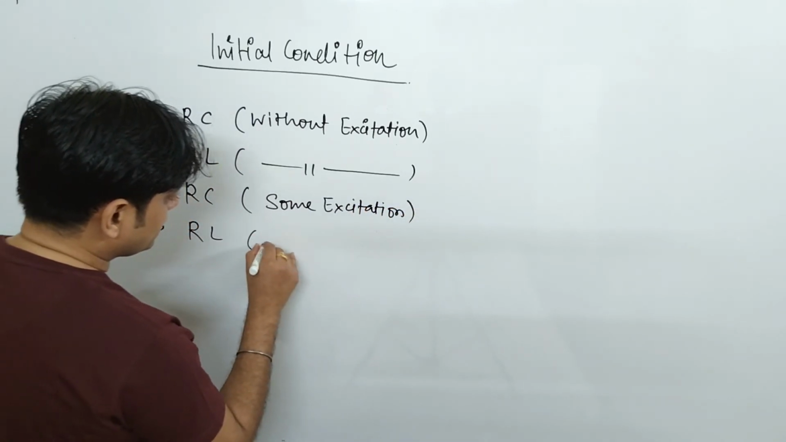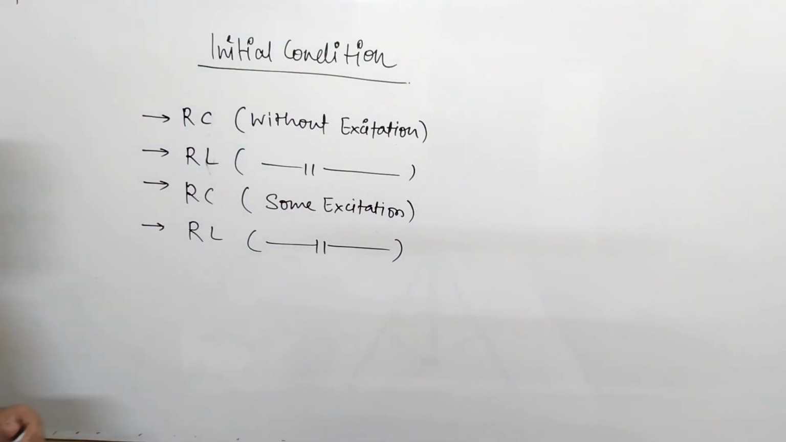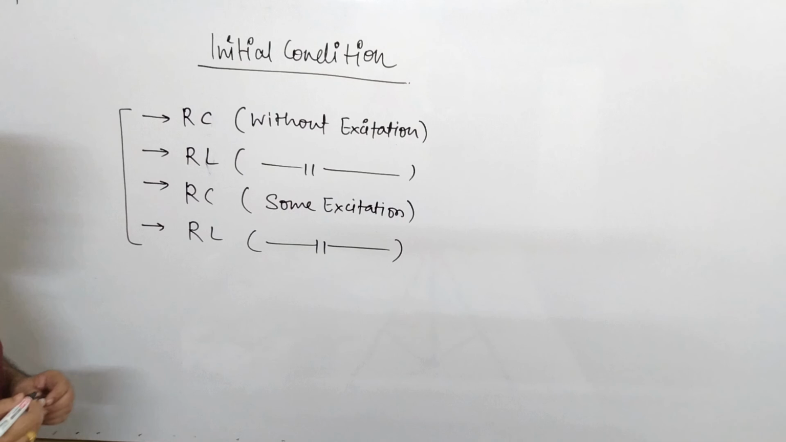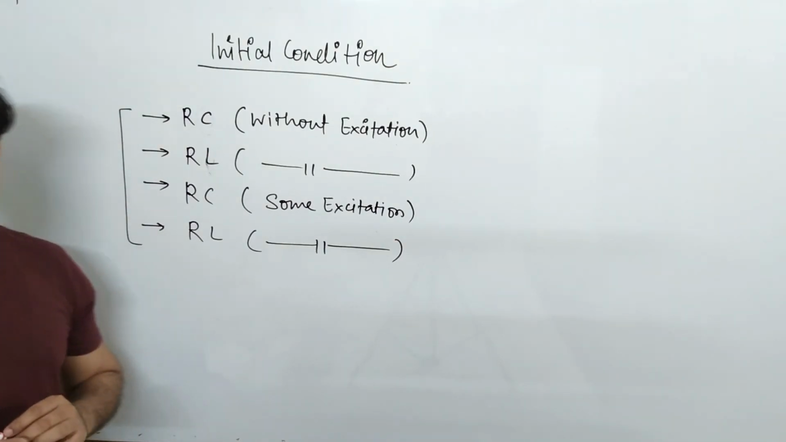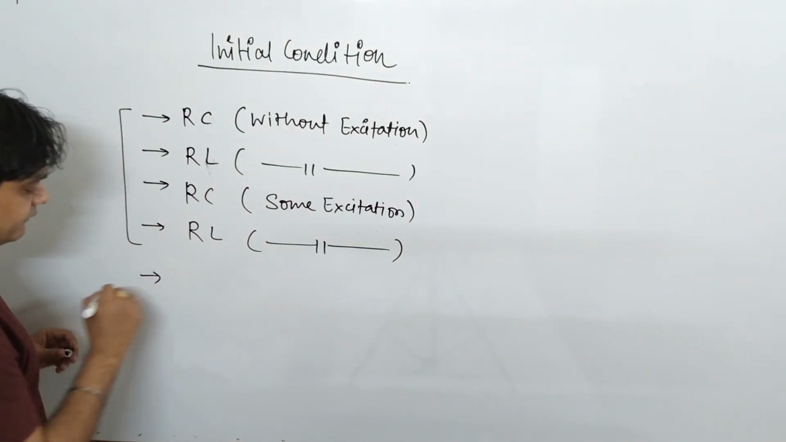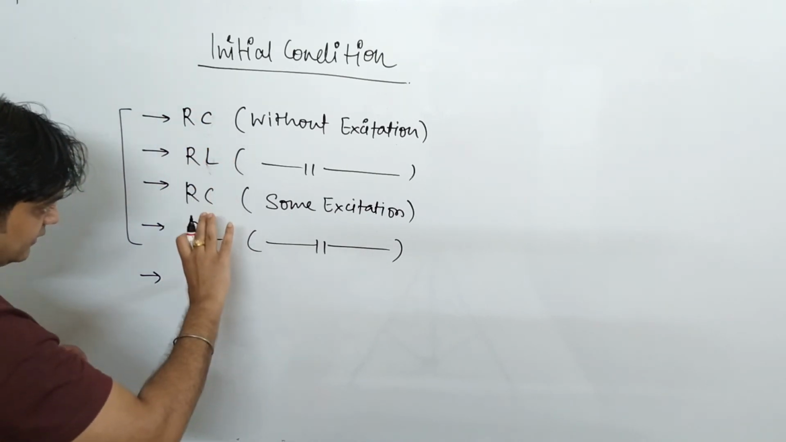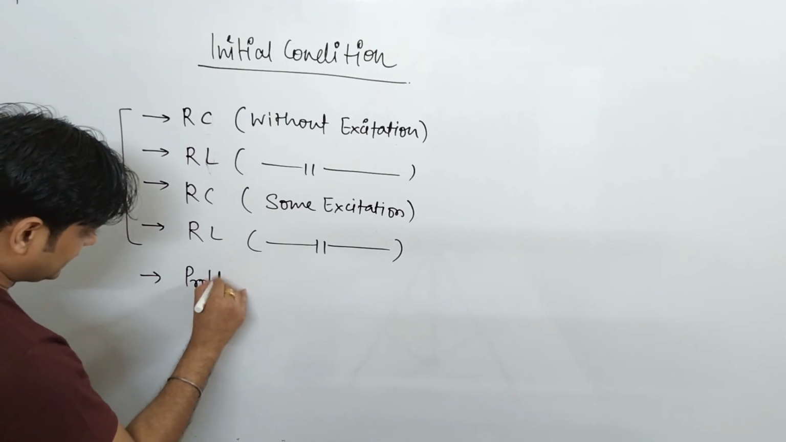We will see the behavior of the RC and RL circuit under that condition. So these are the four subclasses we will see under initial condition, very important, and based on the analysis of these four we will see how initial conditions are solved in the network. Further, we will see all these different types of conditions and then go through the problem solving sessions.